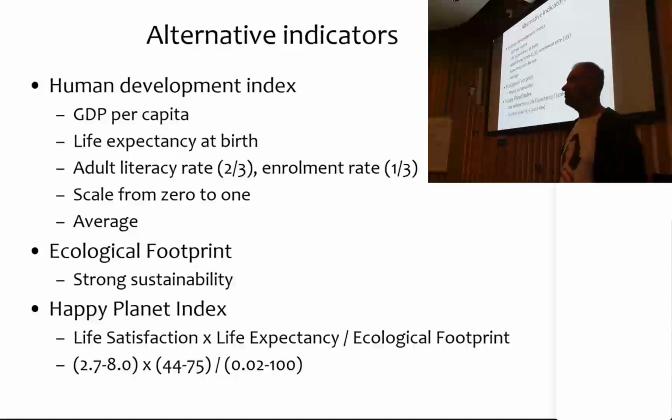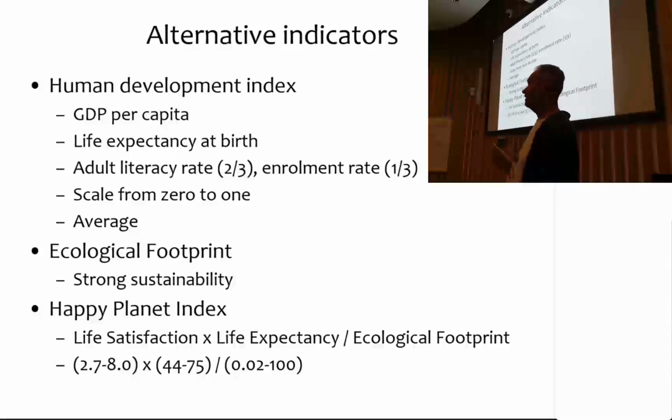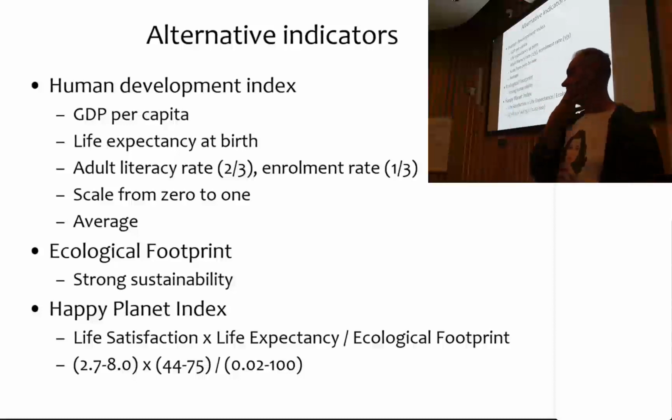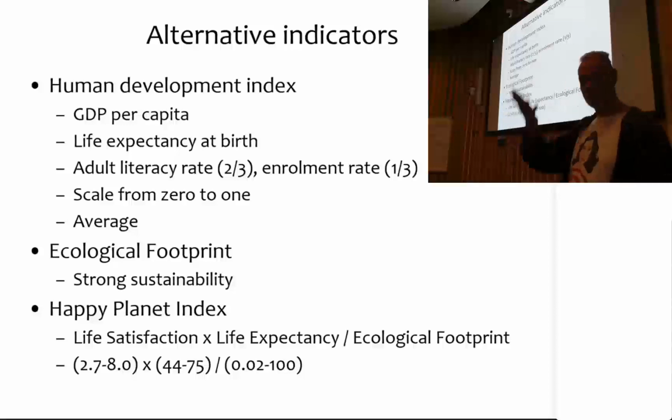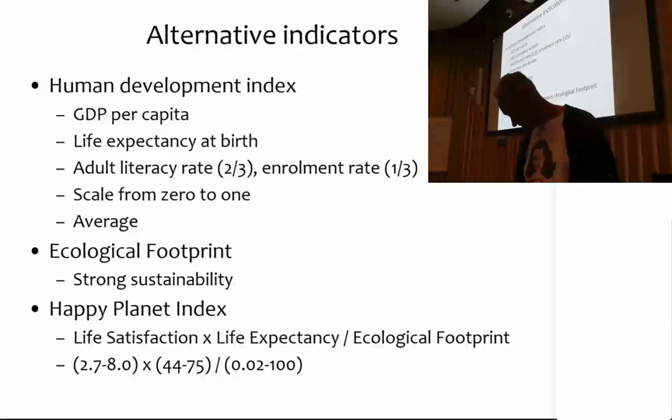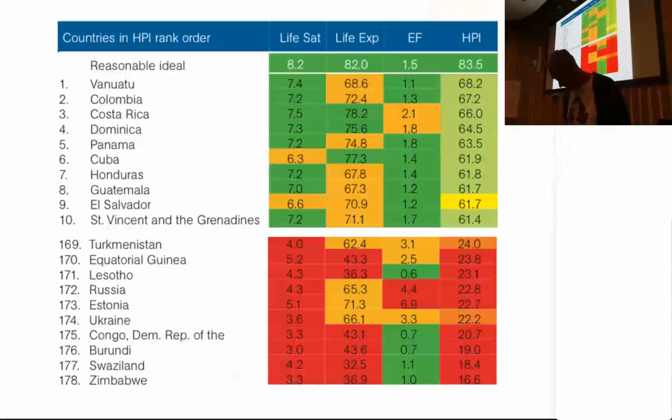And of course, if you divide by a very small number, then you get a very big number, right? So this measure is actually completely determined by the ecological footprint at the bottom end, right? Because there you divide by small numbers, so you see very large jumps in numbers. So this is what the Happy Planet Index looks like.